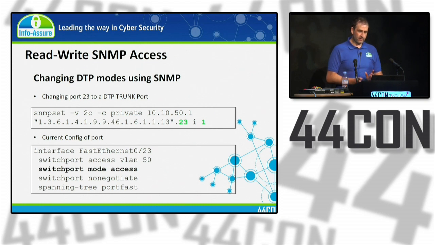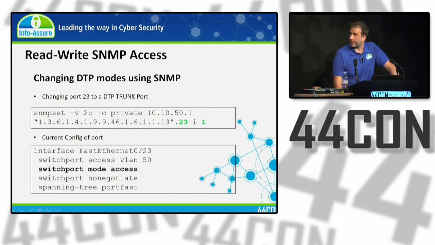So using an SNMP writable community, you can change the DTP settings to anything you wish. In the example, if you're looking at the port configuration shown, typical DTP attacks will not work on this. It's an access port, it's non-negotiate, so there are no DTP packets. If you packet sniffed, you won't see any DTP. If you try a Yersinia attack, it won't work.